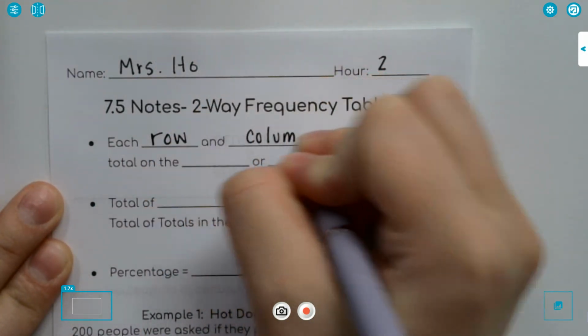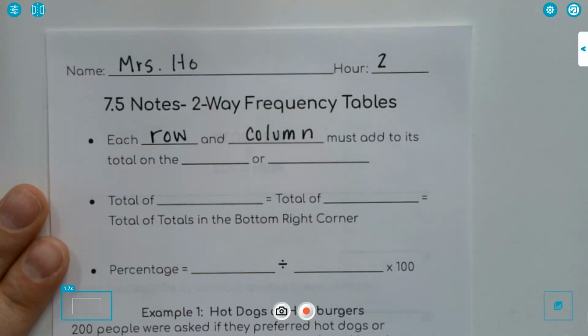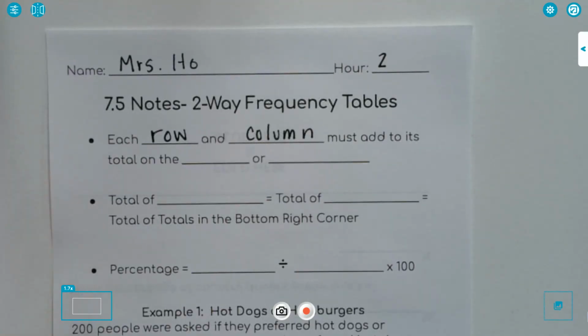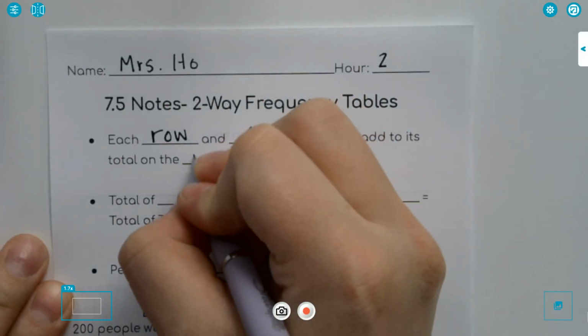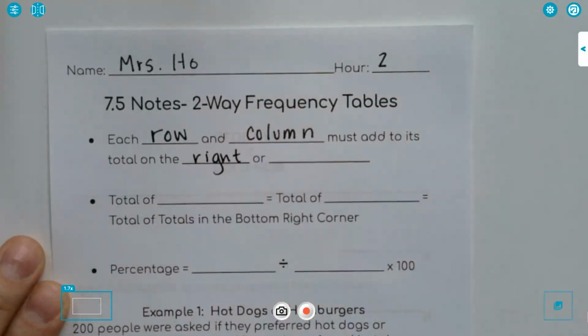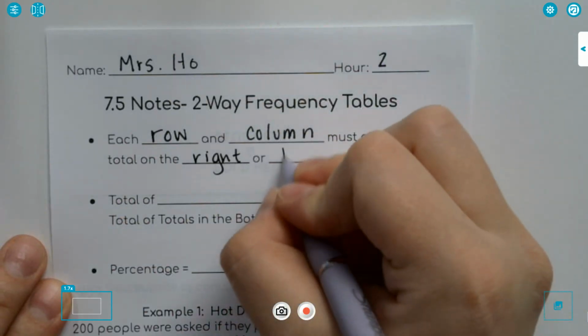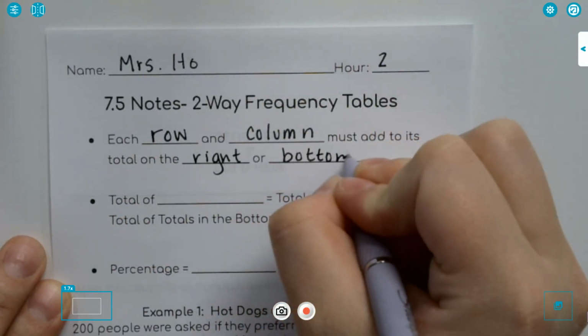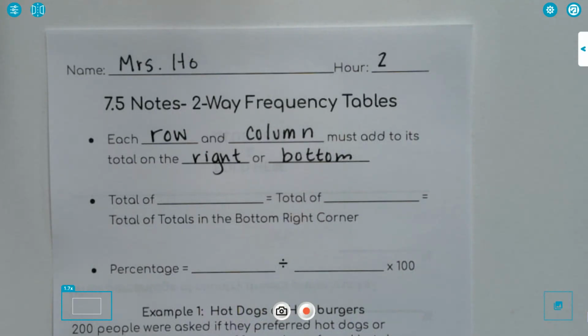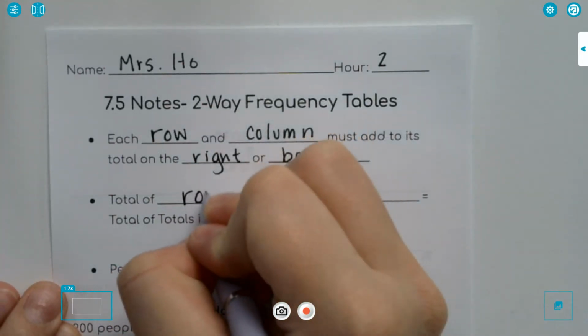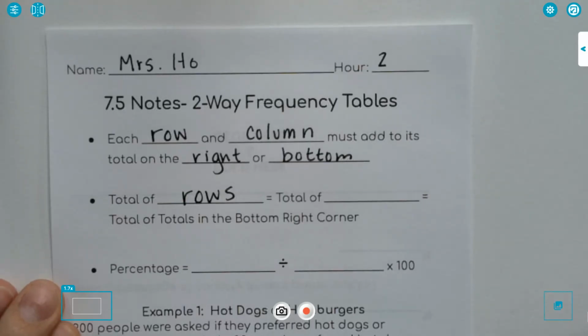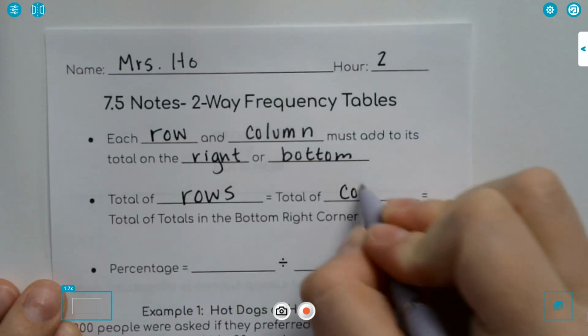Each row and column of your table must add up to its total. The rows are going to be totaled up to the right, and the columns are going to be totaled at the bottom. So that would be the total number of people who liked summer and the total number of people who liked winter. The total of all of those rows is going to equal the total of all of the columns.